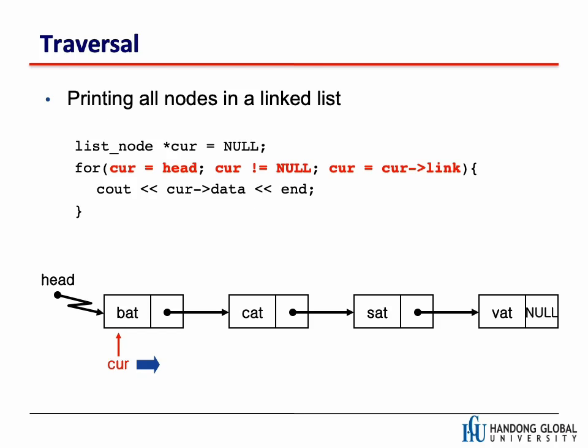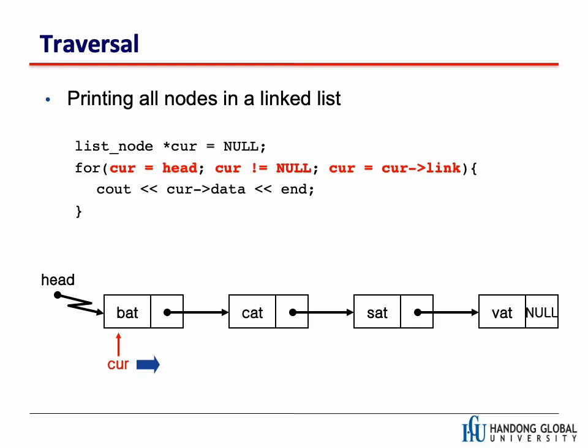So again, the value of cur is the address of the bat node, the first node, and cur link means the first node's link. The first node's link has the address of the second node, the cat node. So cur is cur link means cur is pointing to the second node. If we repeat, cur will point to the next node and the next node. In this way, we can traverse this linked list.